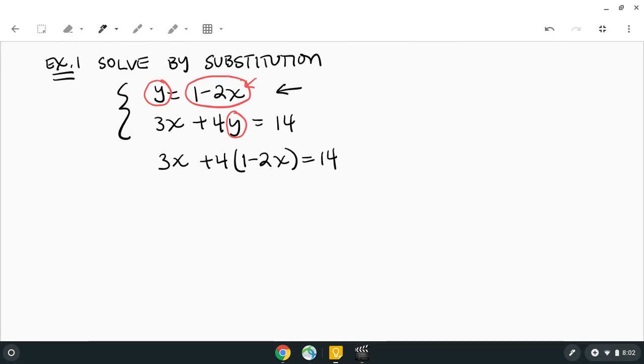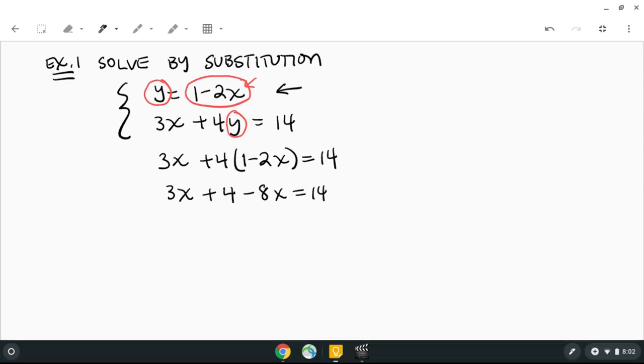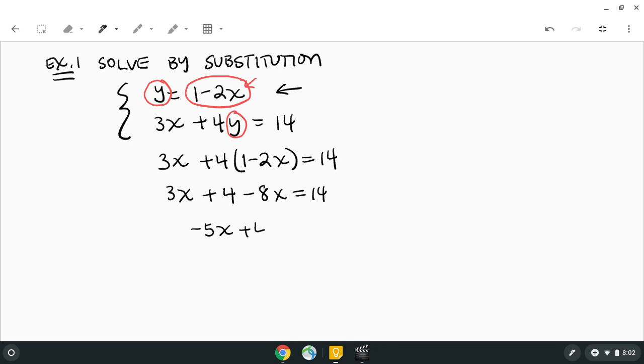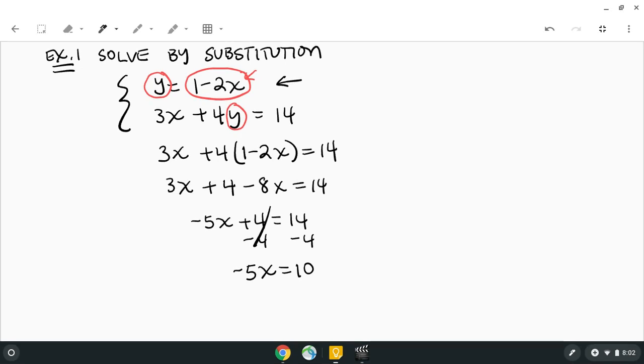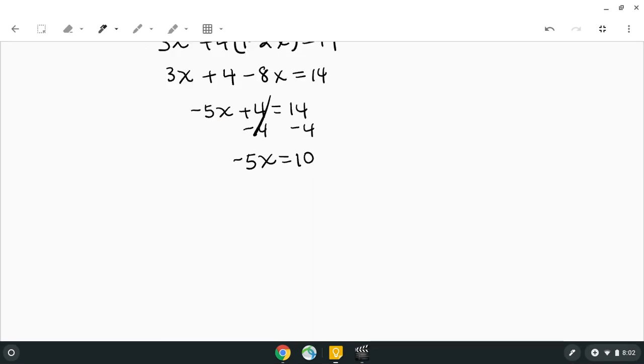So now I can just work this all out. 3x, distribute this 4. 4 times 1 is 4. 4 times negative 2 is negative 8. And I get this. Combine like terms. Positive 3x and negative 8x is negative 5x. Solve for x. And x equals negative 2.